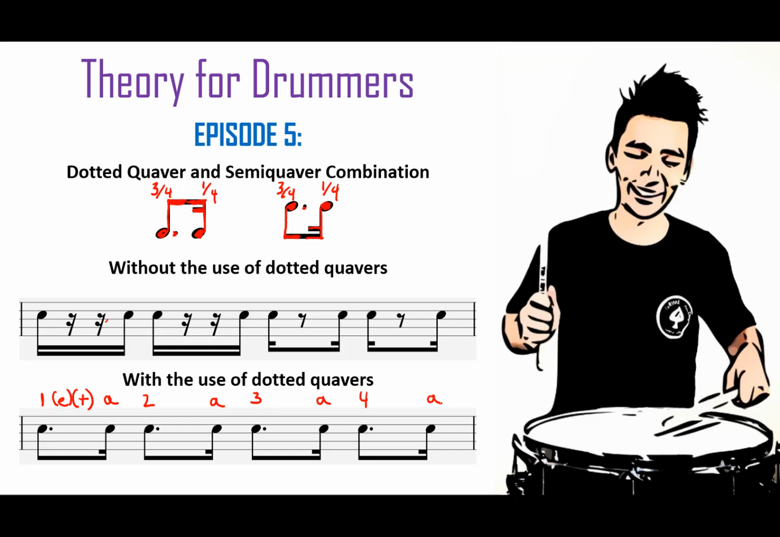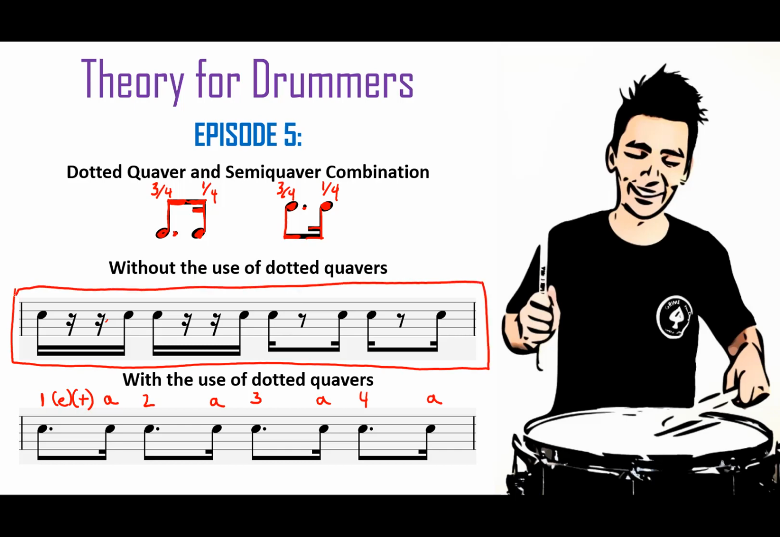There are obviously other ways that this can be drawn, and that is what I'm showing in the bar above. Here I'm showing many methods in which this dotted quaver and semiquaver rhythm combination can be drawn without the use of a dotted quaver.